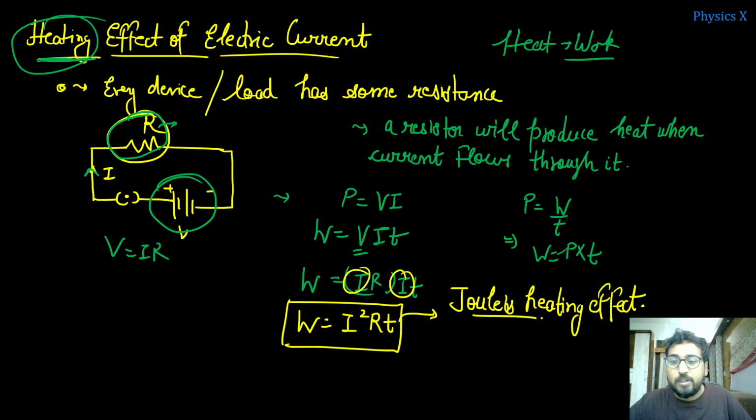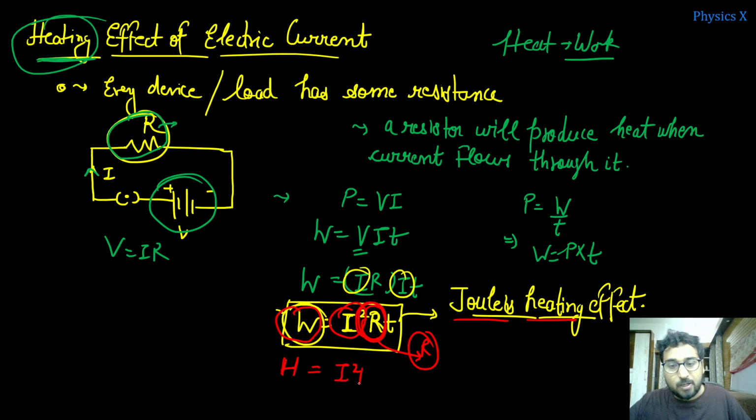Right, this is your Joule's heating effect. By this formula, you can calculate the amount of heat. This heat energy, the unit will be joules, and it depends on the square of the current and the resistance R. Because I am calling it heat, I will represent it by H. That is H is equal to I square RT.